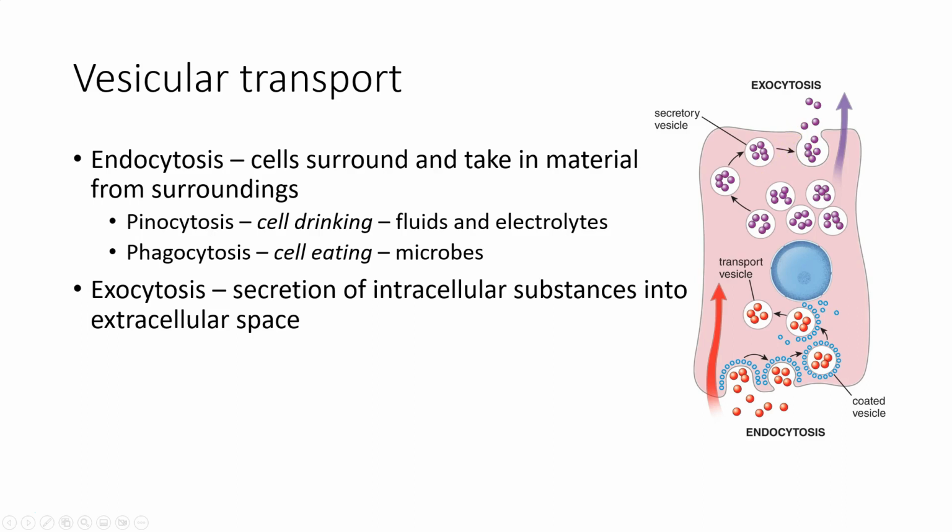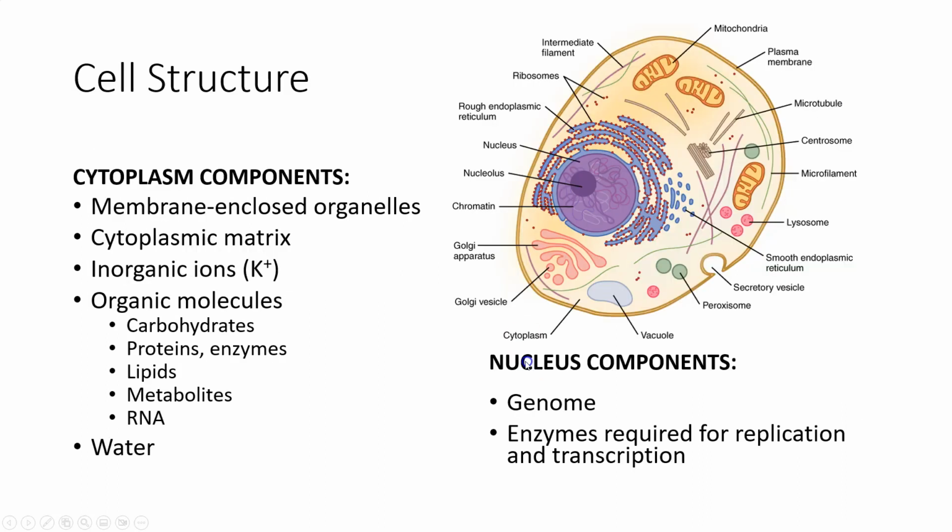We also can have exocytosis. This is taking stuff out of the cell. And again, we will create a little secretory vesicle that then transports the substance up to the outer edge of the cell, where the membrane opens up and dumps it into the extracellular space.